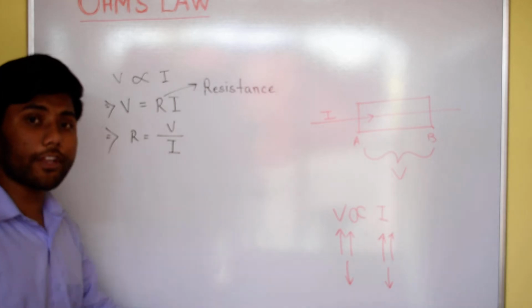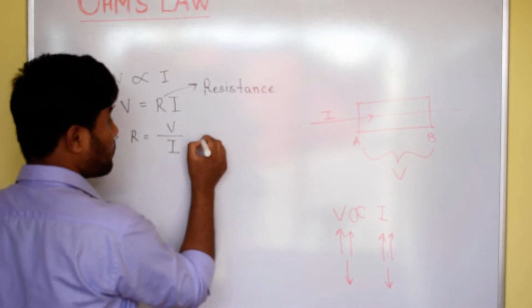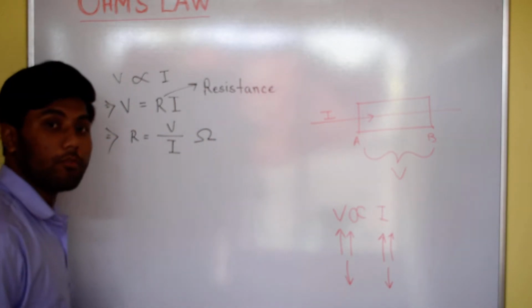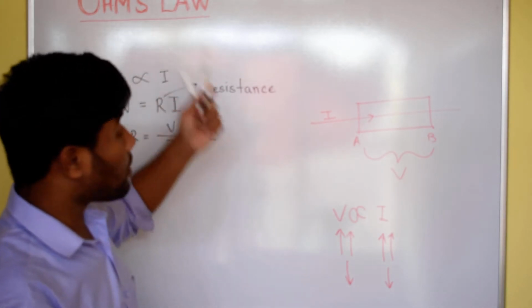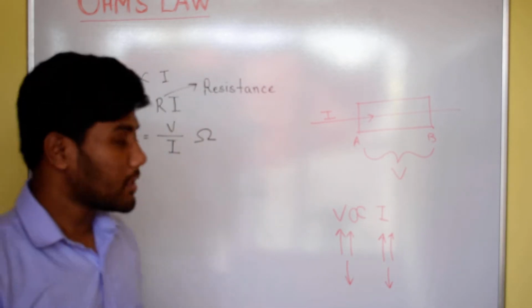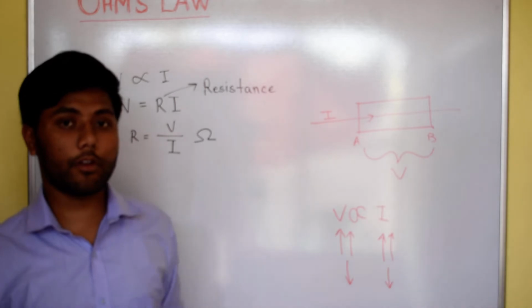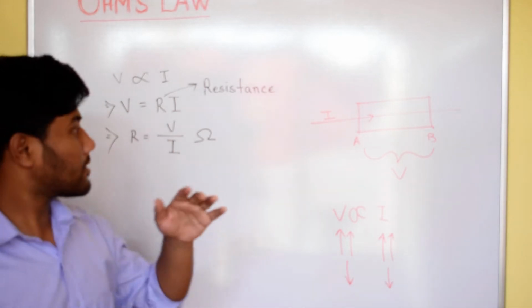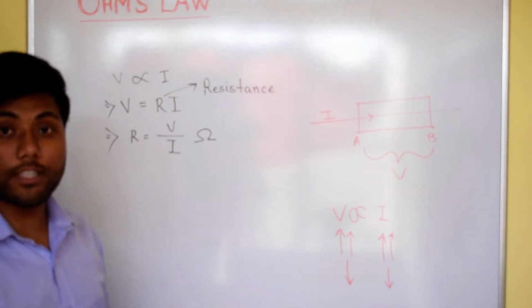The unit of resistance is ohm. What is it? Ohm. Do you know? So it is the Ohm's law. Wait, this symbol is ohm. How do you remember?